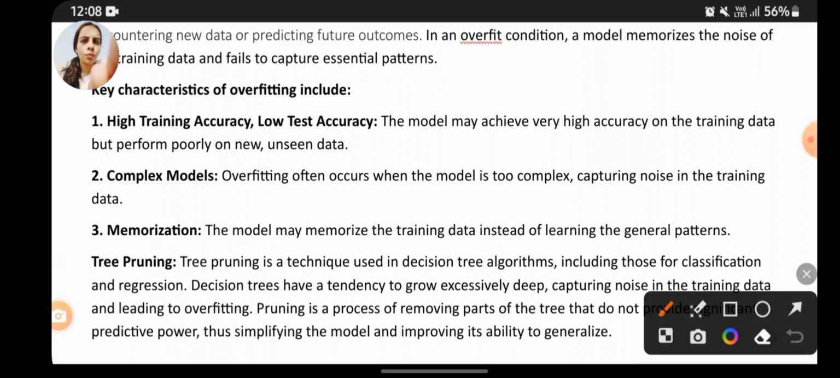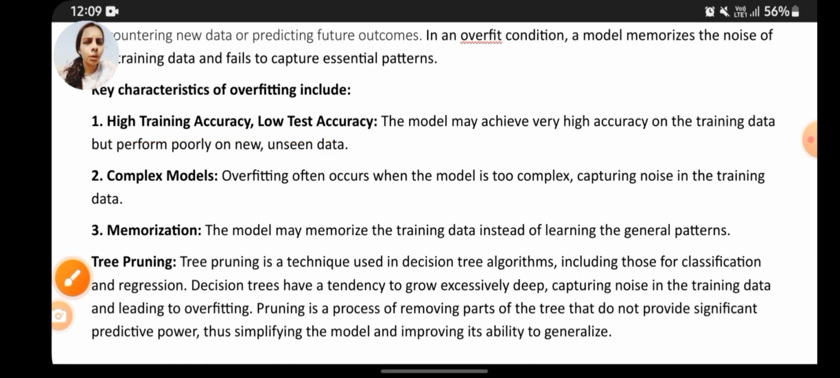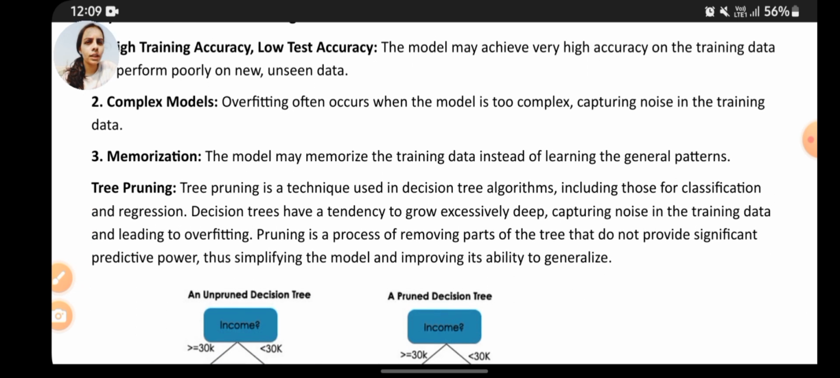Now question number 4. Explain the concept of overfitting and tree pruning. So here we have to explain the concept or the definition of overfitting and tree pruning. So what is overfitting? Overfitting is a common problem that needs to be handled during the training of the tree model. Overfitting occurs when the model fits too closely to the training data and may become less accurate when encountering new data or predicting future outcomes. In an overfit condition, a model memorizes the noise of the training data and fails to capture the essential patterns.